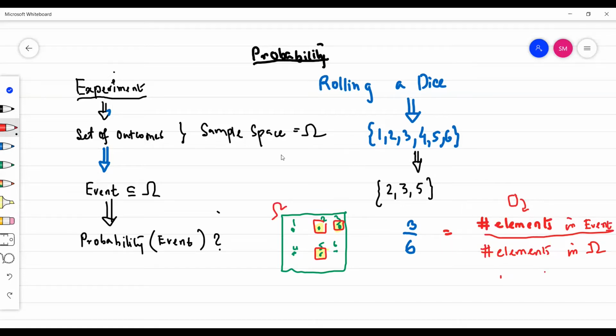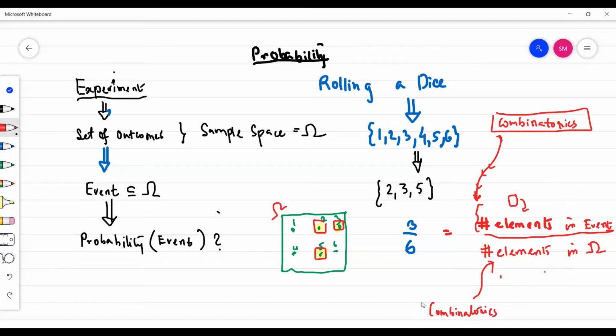So therefore it turns out that to count this number of elements, we need combinatorics. If it's a complicated set, you need combinatorics to count. We will understand how combinatorics is required. For counting these elements, we need combinatorics, and for this too. The combinatorics knowledge that you have gained till now will help you count the number of elements in this set. This is 3 by 6, it's half.